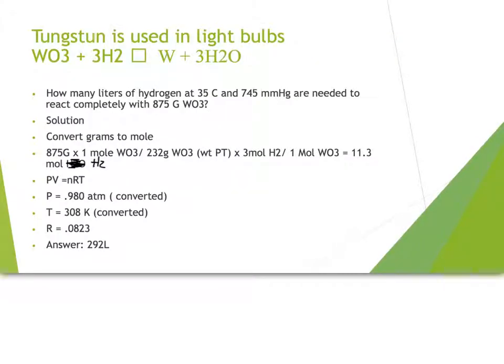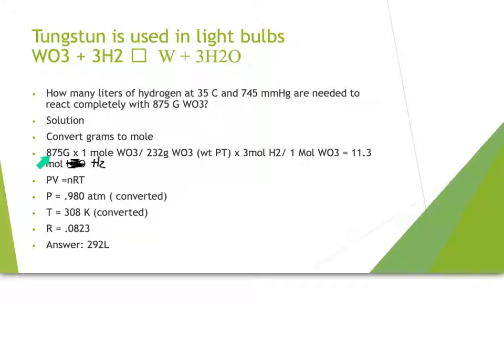One final example. Here we have tungsten that is used in light bulbs. We have our balanced chemical equation. Our question is how many liters of hydrogen at 35 degrees Celsius and 745 millimeters of mercury are needed to react completely with 875 grams of WO3. The equation we will be using is PV equals nRT. Now, the first thing we need to do is convert from grams of WO3 to moles of H2. That will be a mass mole conversion.